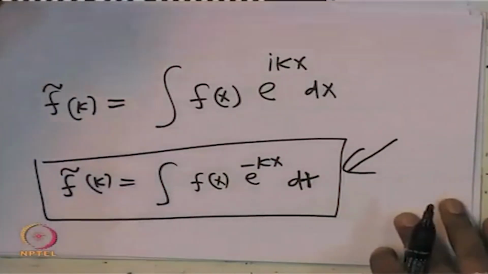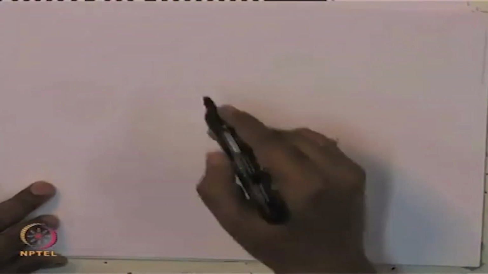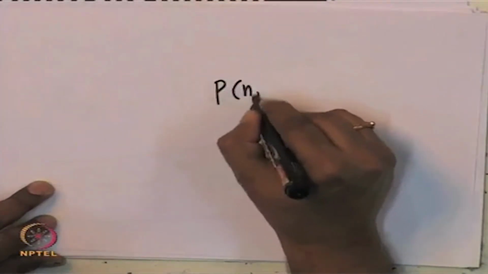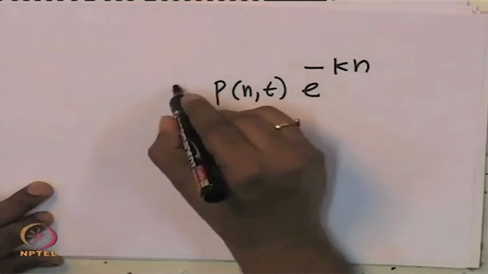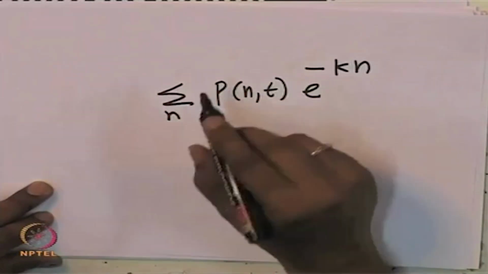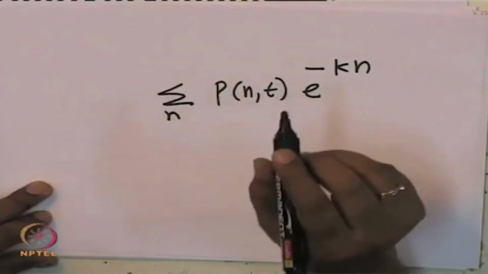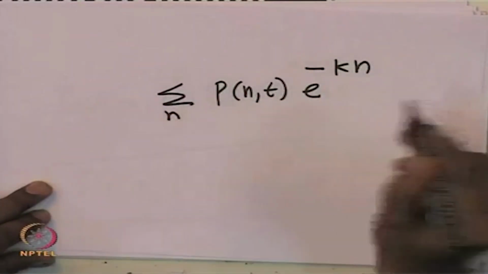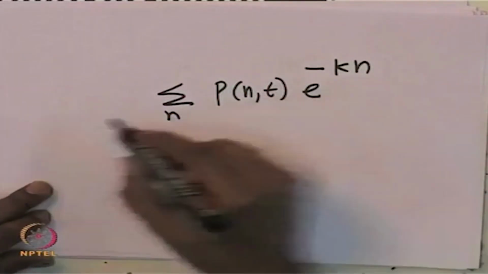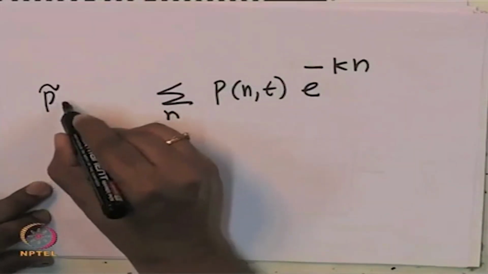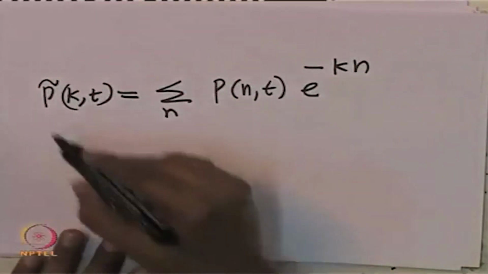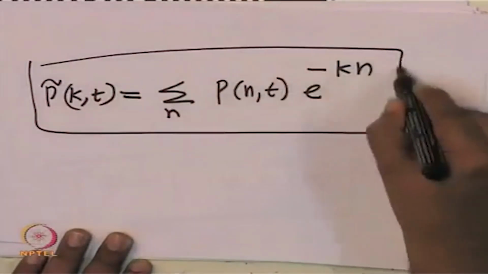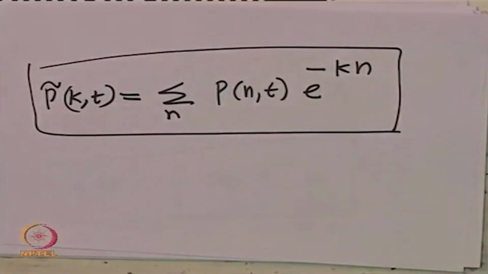So, we have p n of t. We say that the sum over n of p of n comma t e power minus k n, over all n, let us say minus infinity to plus infinity, whatever be the range of n, we define as p tilde of k comma t. So, this is the definition. If we can define such a function, we can make use of this and solve the differential equation in an easy way.